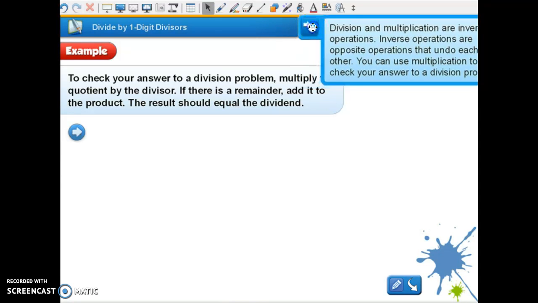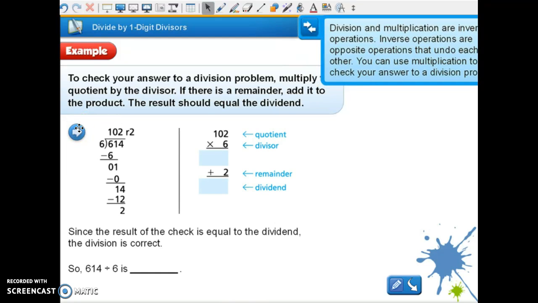Okay? So we have 614 divided by 6. They work through it. They got 102, remainder 2. So they took their quotient, that's this part right here, and they multiplied it by their divisor. So what is 2 times 6? 12. Regroup a 1. 6 times 0 is, plus 1 is, and 6 times 1 is.